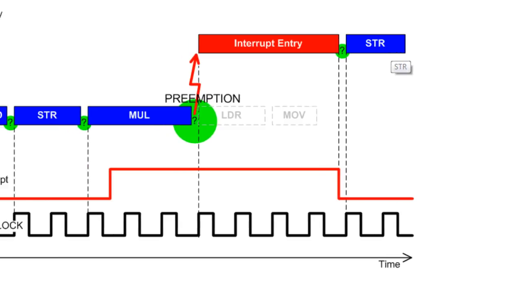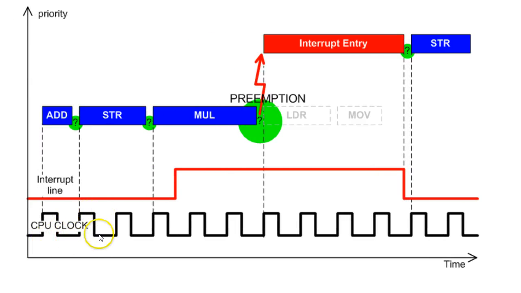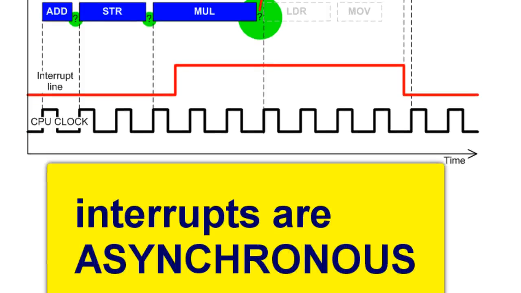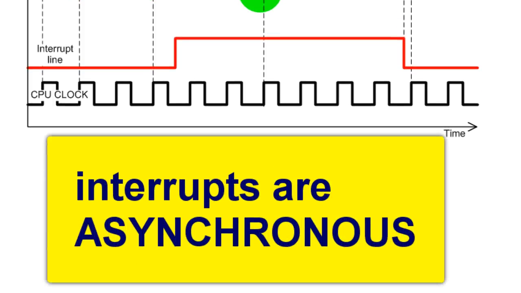Please note that while all the instructions are strictly synchronized to the CPU clock, the interrupt line is generally not. The interrupt line can change its status at any time and typically in the middle of an instruction, completely asynchronously to the instruction execution. That's why it is often said that interrupts are asynchronous to the executing program.